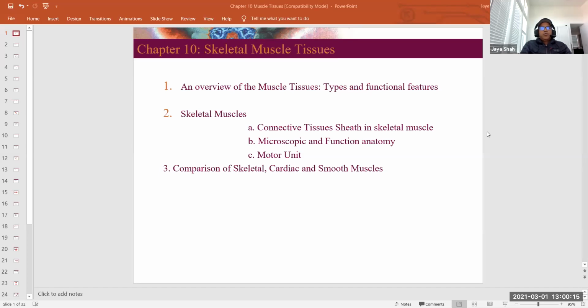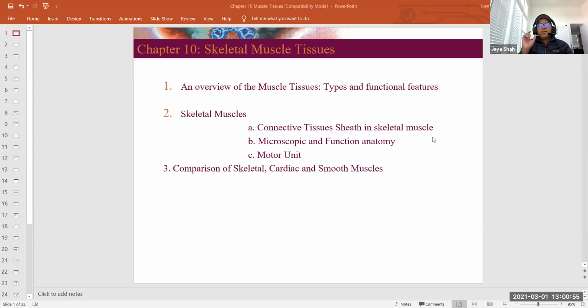Good afternoon, guys. We are starting chapter 10, skeletal muscle tissues, and we will spend most of our time on skeletal muscle tissue. So today we will go over an overview of the muscle tissue, types and functional features of the muscles. Then we will focus mainly on skeletal muscles. In the skeletal muscle, gross and microscopic structure, we will go over connective tissue sheath in skeletal muscles.